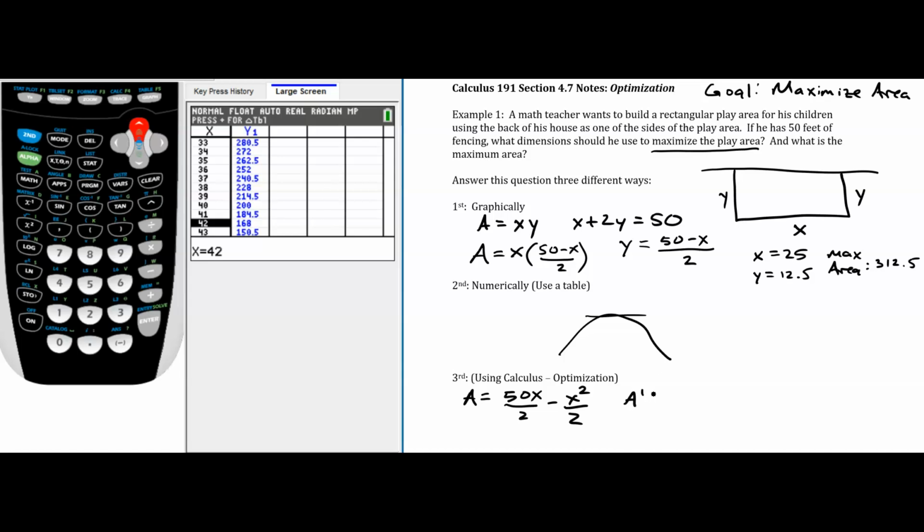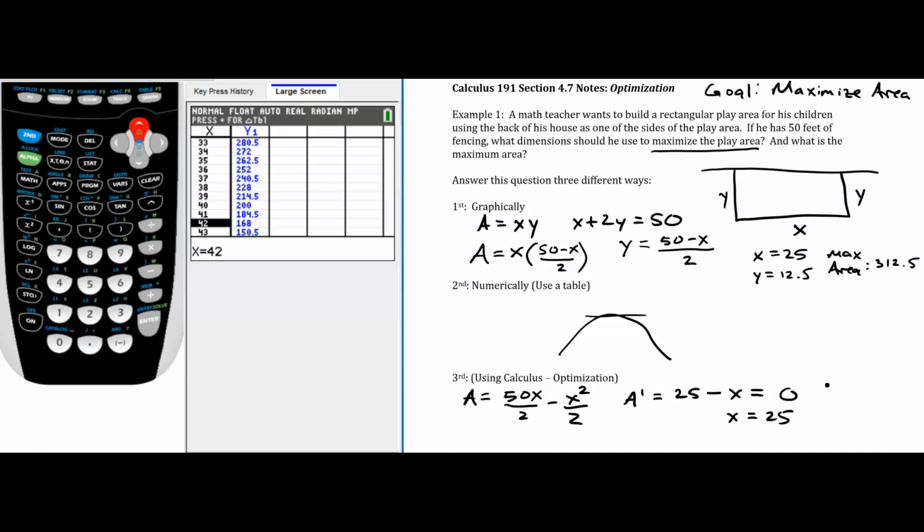So I'm going to take the derivative, and the derivative of 50x over 2 is just going to be 50 over 2, which is obviously just 25. And the derivative of minus x squared over 2, you bring that 2 down, it cancels, you just get minus x. And you would literally set that equal to 0 and solve, and you'd get x equals 25.